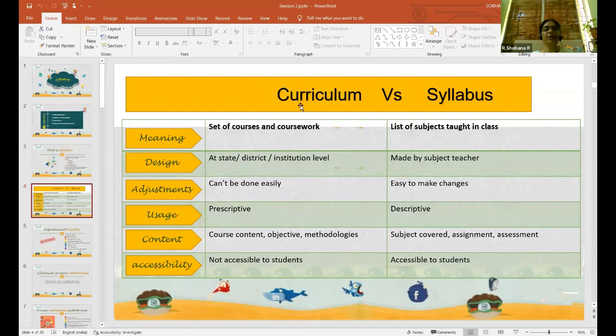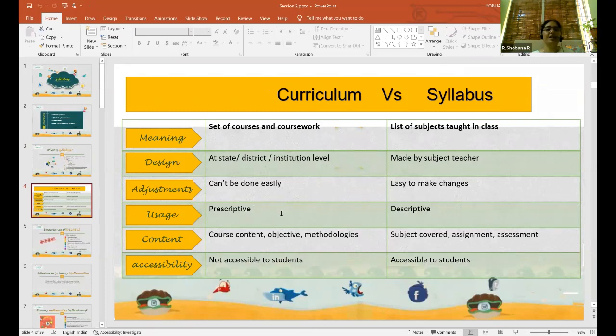The changes in the curriculum cannot be done easily because, as we all know, it is decided at the national level. Syllabus, as it is set by us, is very easy to change. In case we feel one topic is very difficult for the children to handle in this session, we can all discuss and say, okay, let us push it to term 2 so that the children will have a better understanding. And curriculum is very prescriptive.